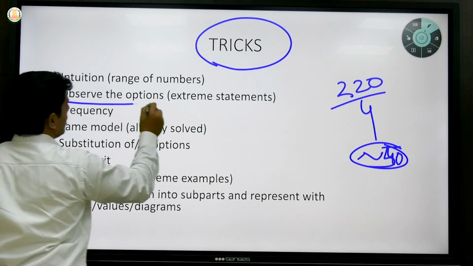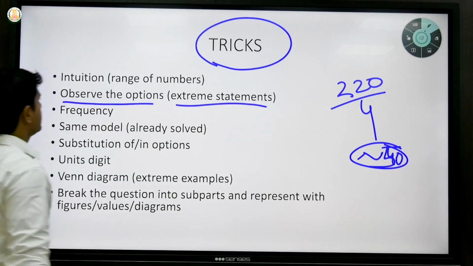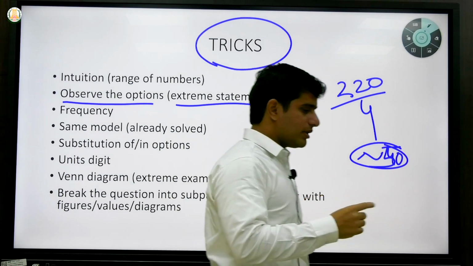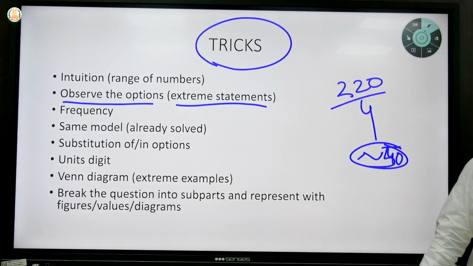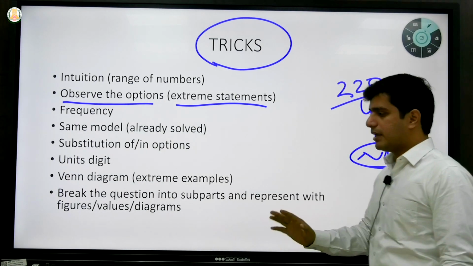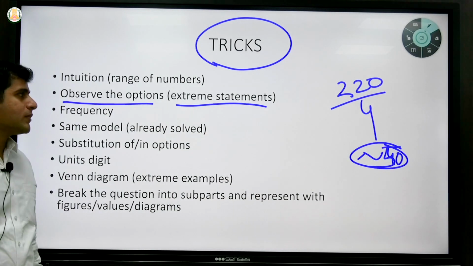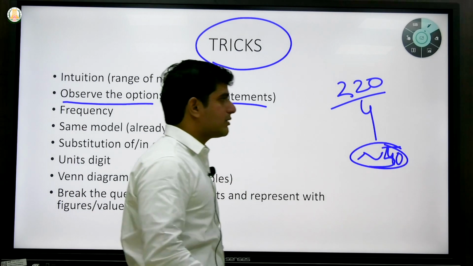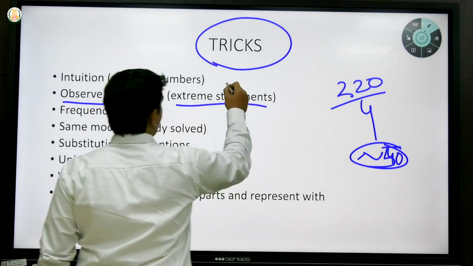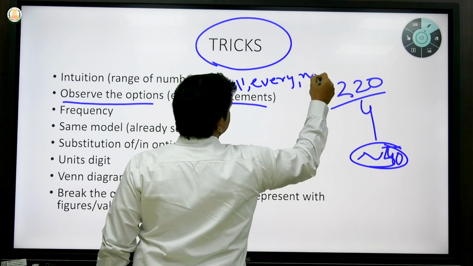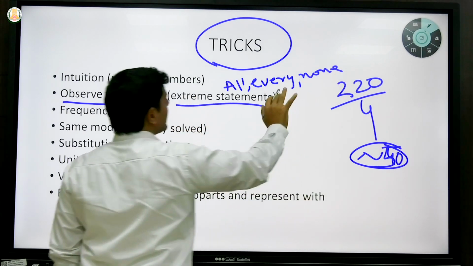This again, I told in the previous slide. Now observe the options. They'll give you extreme statements, like all almirahs are mobiles, or all radios are mobiles, or they'll say no radio is a mobile and every radio is a mobile. So when they come with all, every, none, all these are extreme statements.